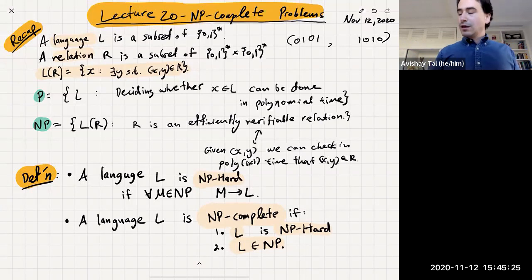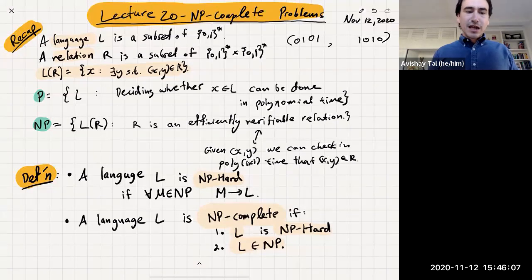and tell me the answer back. And we define NP to be the languages of relations such that the relations themselves are efficiently verifiable. What does it mean? It means that if you give me both x and y, and we called y a witness, then there's an efficient procedure that can check that indeed (x, y) is in the relation R. But what's hard is, given x, to find a y such that (x, y) is in the relation. We called it the search problem that is associated with the relation R.